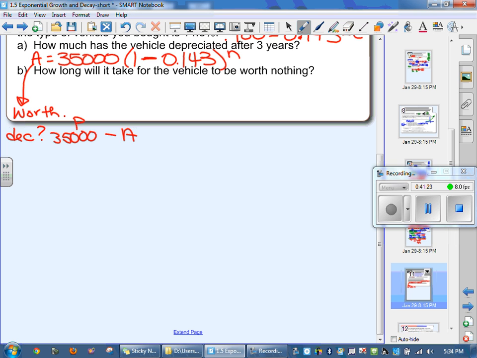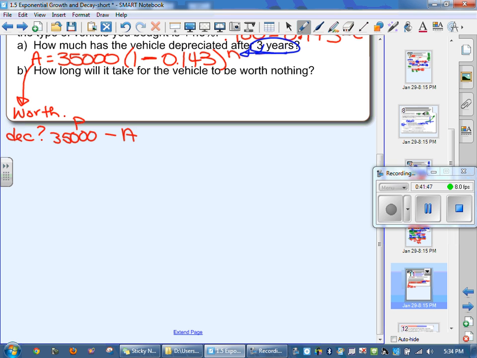Round it to the nearest dollar, or no, not dollar, penny. So you have 2 decimal places after the decimal. Okay, so your answer you're going to get for A, you're going to get its worth. So the A value gives us $22,029.80. That's how much it's worth.